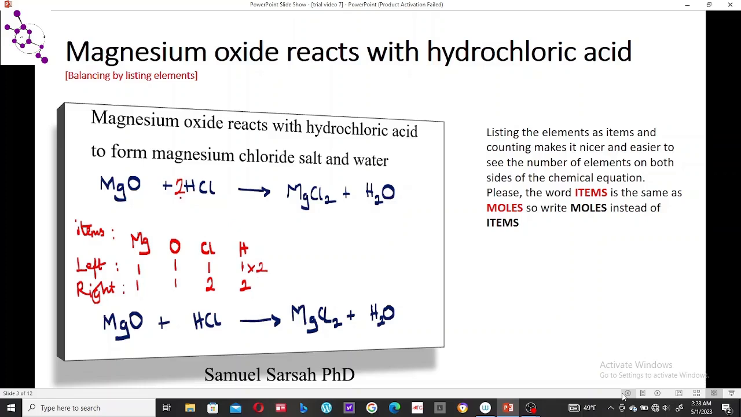Now this 2 here also affects everything here, so that means this affects the chlorines. So yes, we have 2 chlorines. So the chlorines are balanced, the hydrogens are balanced, and this is also balanced. So everything is now balanced. So let's rewrite the equation again, and we are done.